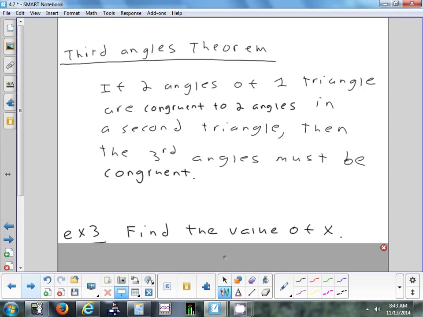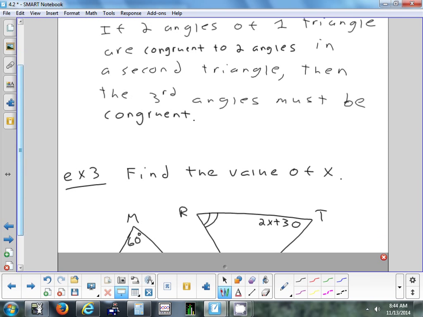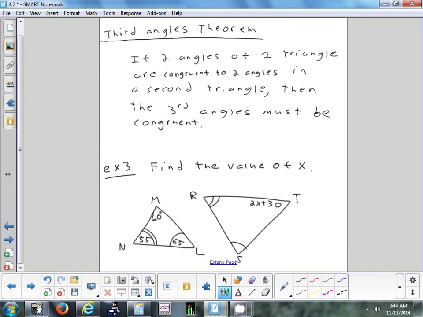Okay, so we're not going to go through a formal proof of that. Maybe as a homework we'll do one, but it's really based on the idea that all the angles add up to 180. Okay, so what I want to do is find the value of x.